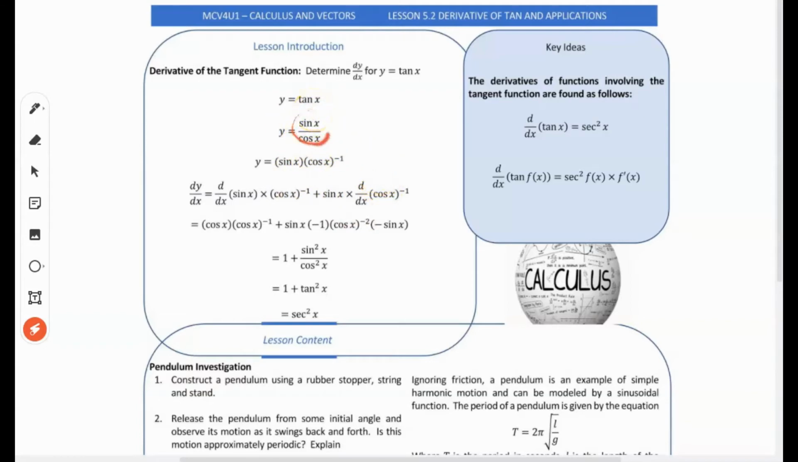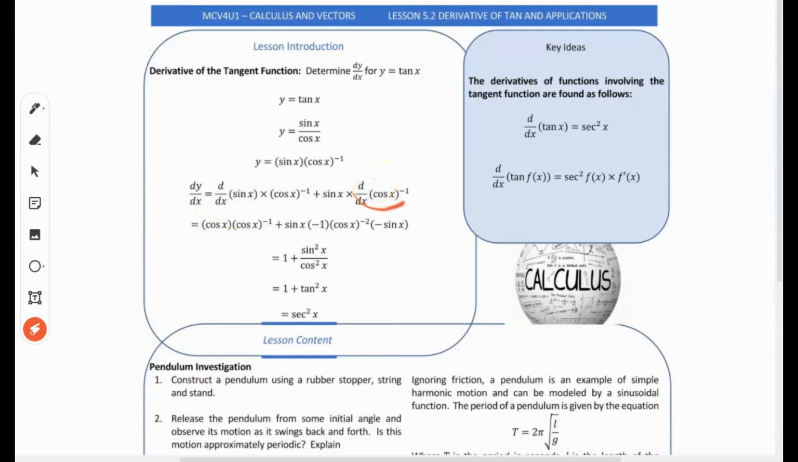Now, instead of using the quotient rule, we'll use the product rule. It's a little simpler. So we'll replace cosine on the denominator with an exponent of -1. And then to figure out what this derivative is, we use the product rule. So first, we'll find the derivative of sine x and multiply by this cos x to the -1. And then add sine x by itself and multiply the derivative of that cos x to the -1. So when we do that, the derivative of sine x, we know that already, that's cos x.